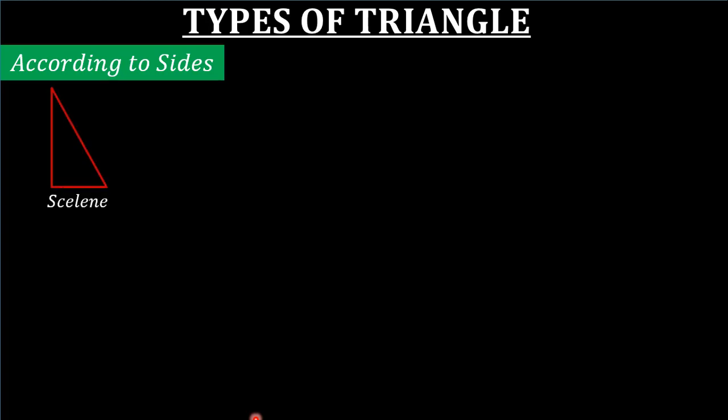If you look at the first figure, it is called the scalene type of triangle. Why? Because all of its three sides, if you look at this one, the first one, it is different from the second, it is different from the third. So all three sides are different. Such a type of triangle is called the scalene triangle.